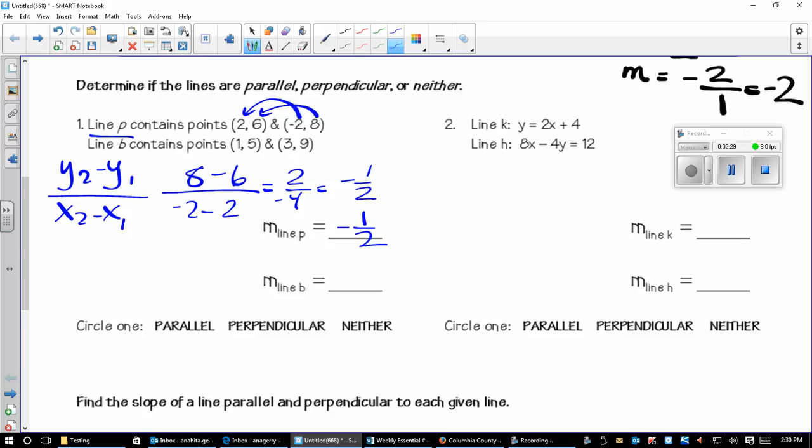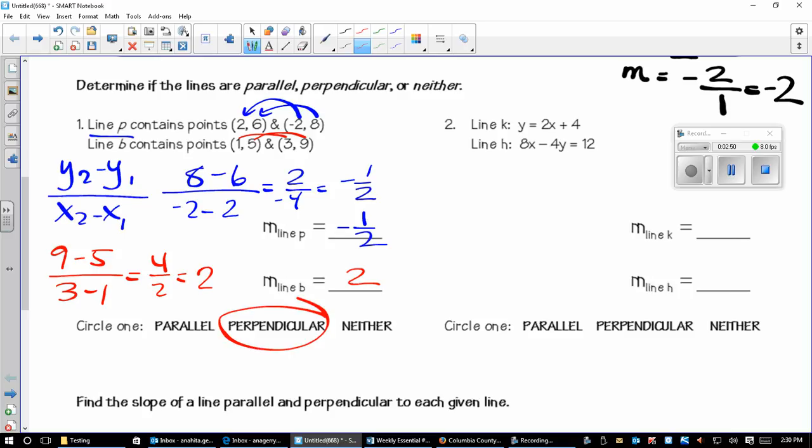Let's do line B. It's going to be 9 minus 5 over 3 minus 1, that's 4/2, which is a +2. Are those parallel, perpendicular, or neither? That's what you need to be able to decide. Taking a look at that, I know that this is perpendicular because they are opposite. That first one's negative, and line B is positive. One of them says 1/2, and 2, of course, you could also write as 2/1, which may help you see that it is opposite and reciprocal.